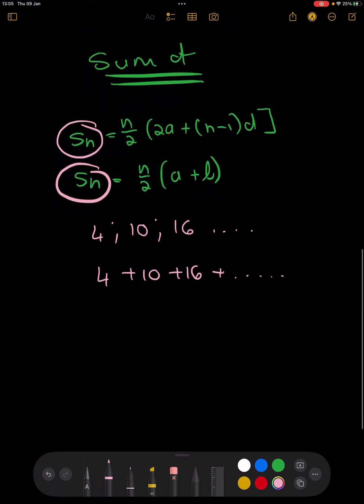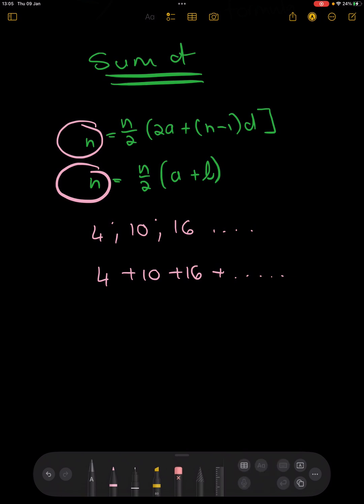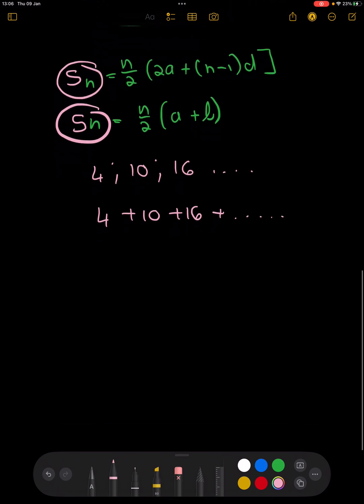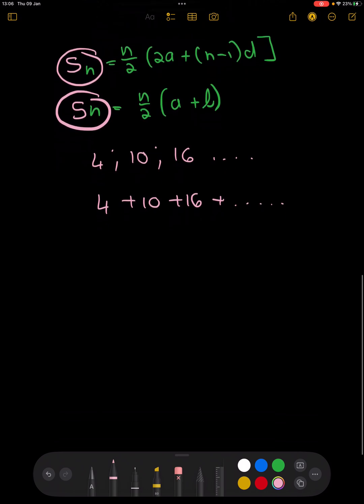I know it looks like a 5, but it's not, it's an S. Let me just make that nice and clear. It's an Sn. So those are the two concepts that you need to be familiar with in terms of series and sequences for an arithmetic sequence: firstly the general formula and then the sum of.